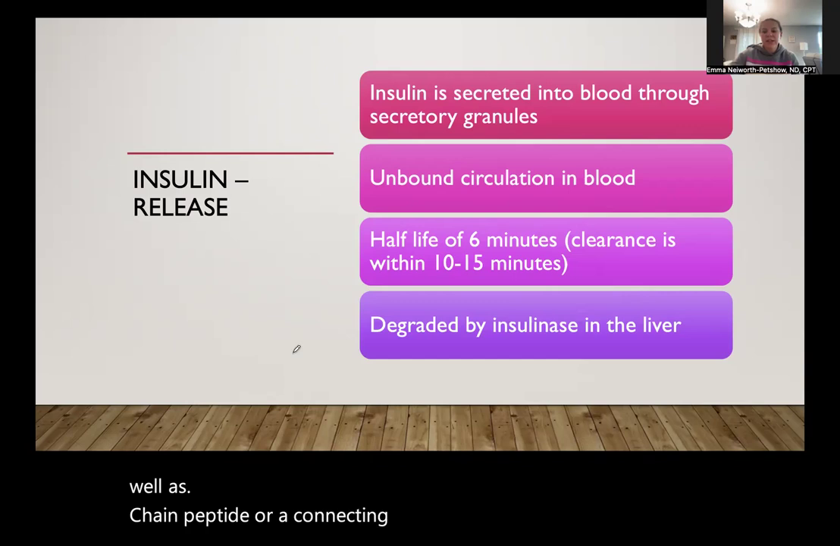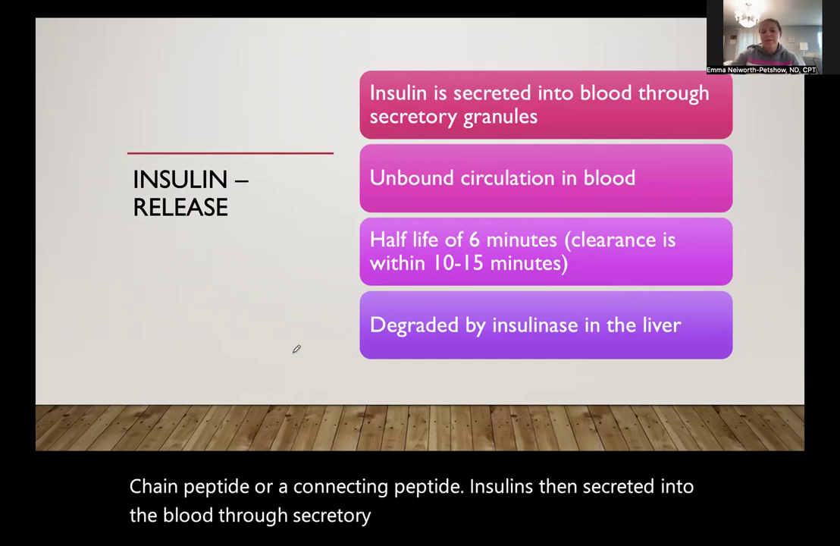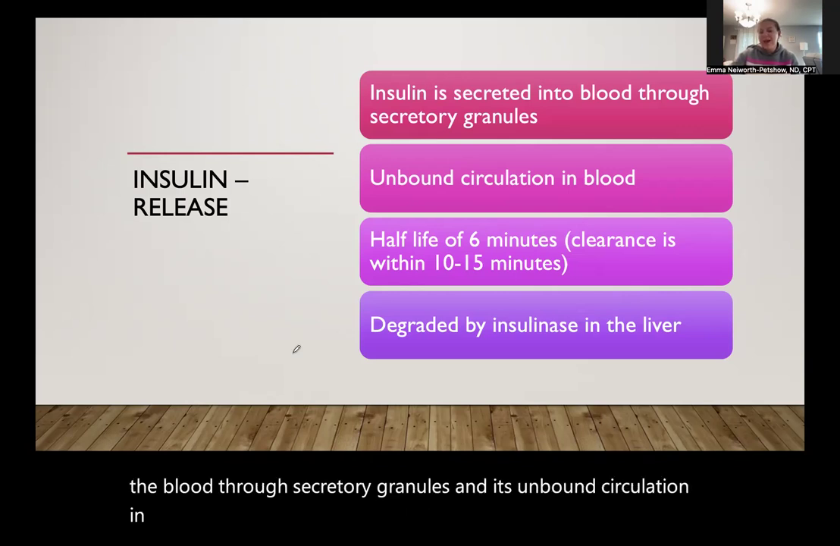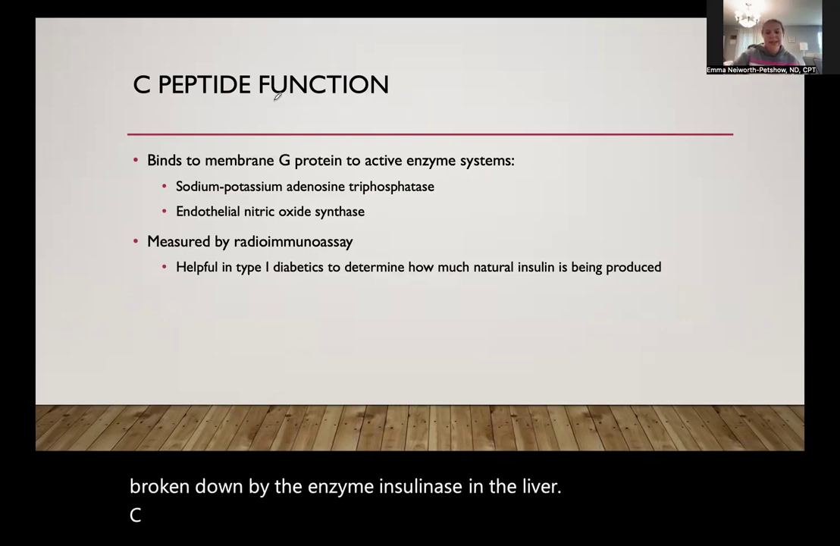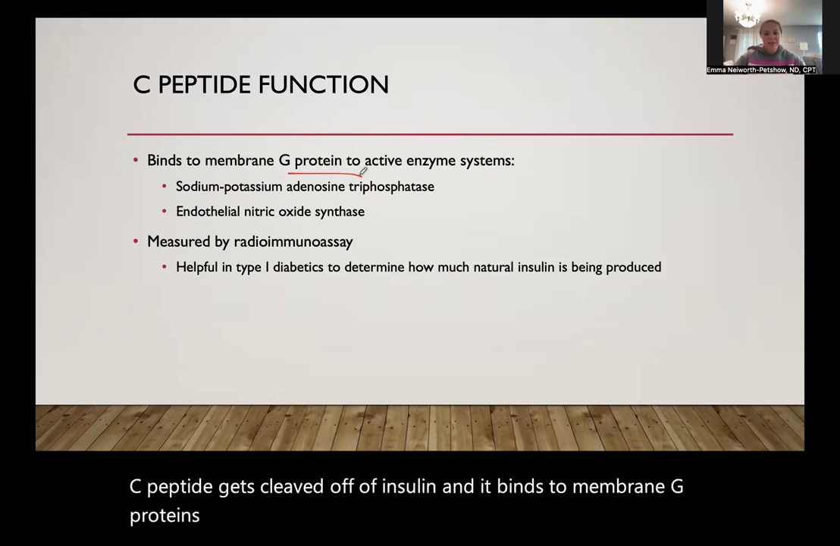Insulin is then secreted into the blood through secretory granules and it's unbound in circulation in the blood. It has a really short half-life, about 6 minutes, and it's broken down by the enzyme insulinase in the liver. C-peptide gets cleaved off of insulin and it binds to membrane G proteins to activate different enzyme systems.